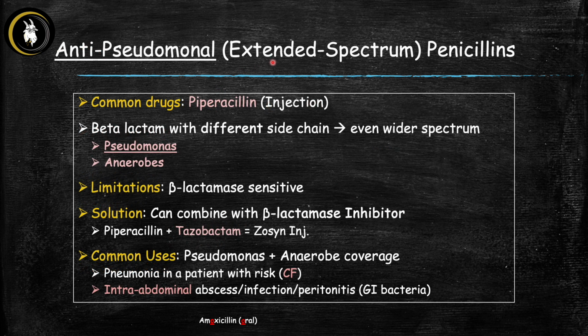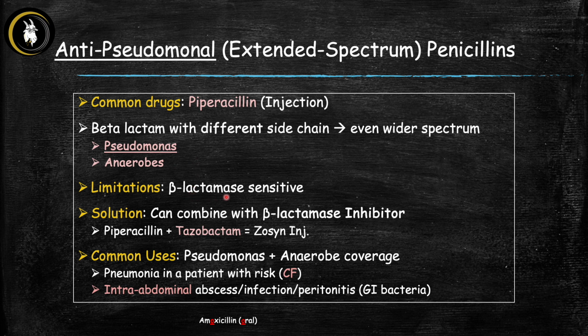All right, so now let's talk about the next category, which are the extended spectrum or anti-pseudomonal penicillins. So what makes these extended spectrum is that they're effective against Pseudomonas, which our prior class wasn't. There's only one drug here, which is piperacillin, and it's only injection, so there are no oral drugs in this category. The way they work is that these beta-lactams have an entirely different side chain that gives them the even wider spectrum. They cover two important things that we didn't cover adequately before, Pseudomonas and anaerobes.